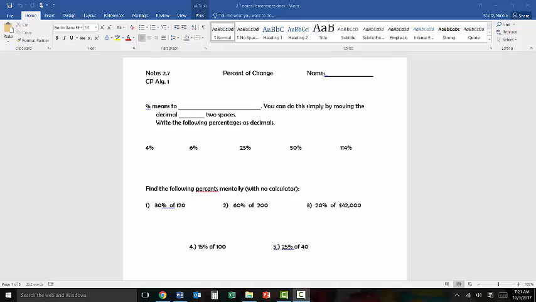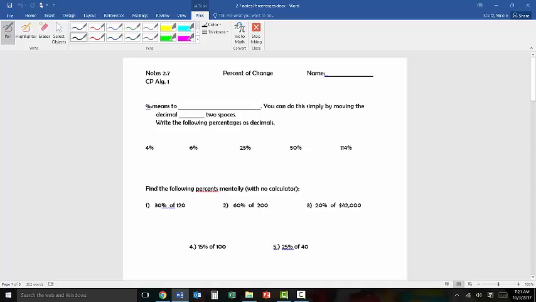Anytime you go into a store, something is marked with a certain percentage off, or things might increase, insurances change by percentages, so it definitely applies to life. So let's just start with the basics. Percent actually means to divide by 100.